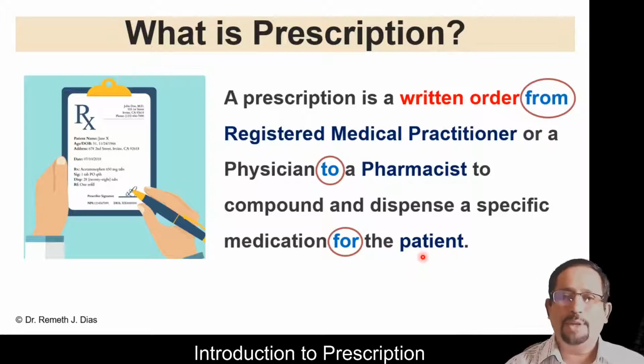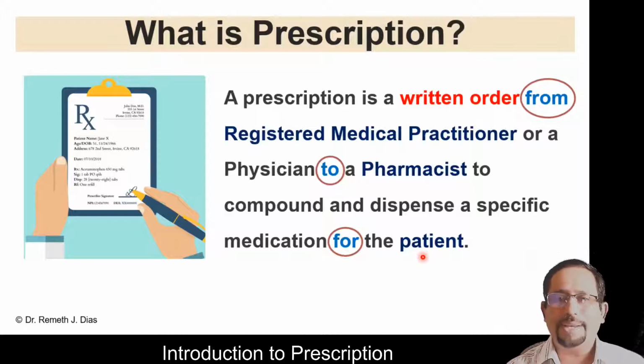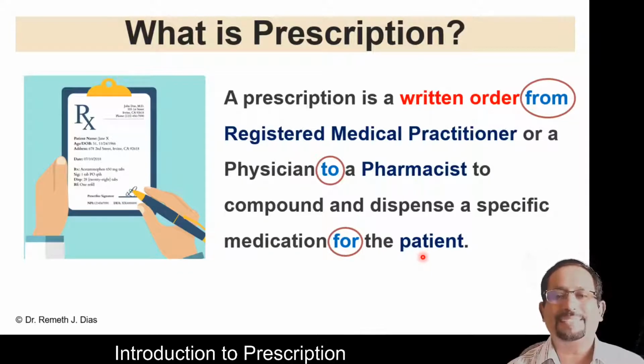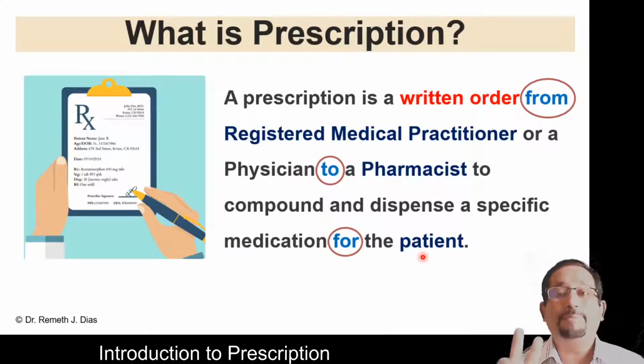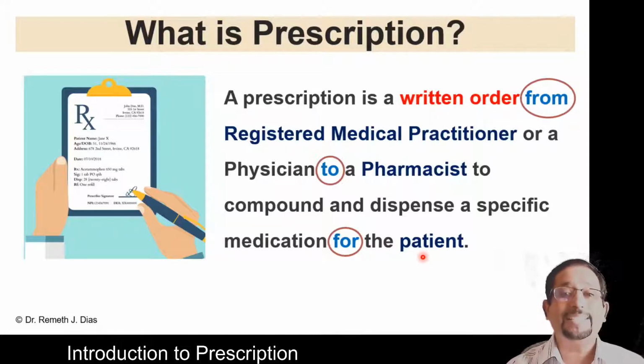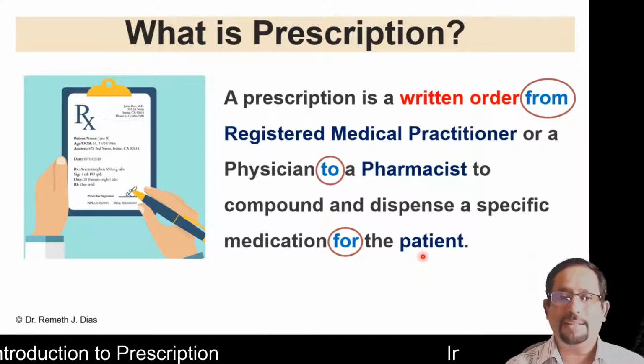So when you want to define prescription, remember these 4 points. 1. It is a written order. From whom? From registered medical practitioner. To whom? To a pharmacist, not to a patient, to a pharmacist, because pharmacist is going to compound and dispense the medication. But for whom? For the patient. Okay? Written order from registered medical practitioner to pharmacist for the patient.